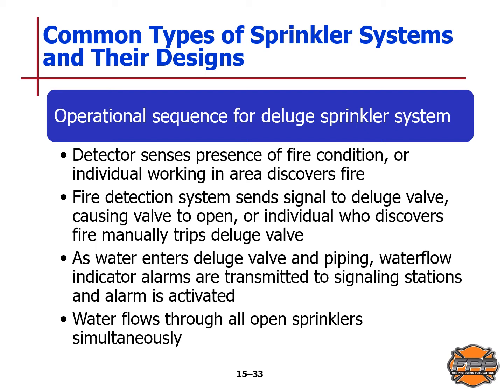As water enters the deluge valve and piping, water flow indicator alarms are transmitted to signaling stations. Indicator alarms are transmitted to handling stations and the alarm is activated. Water flows through all open sprinklers simultaneously.